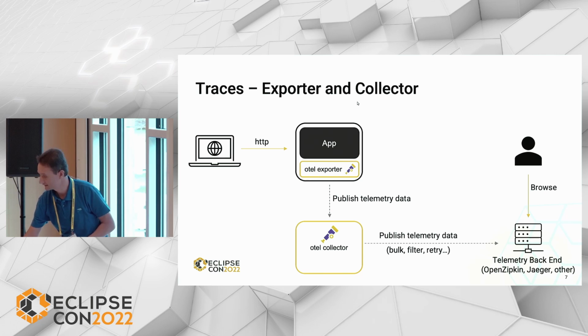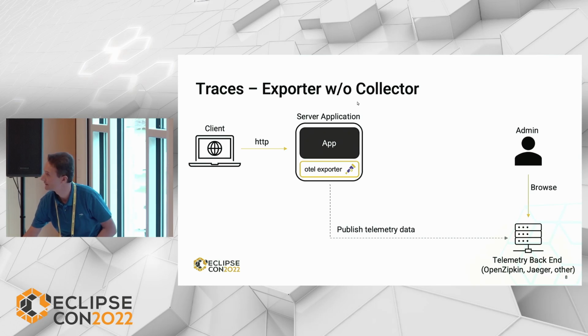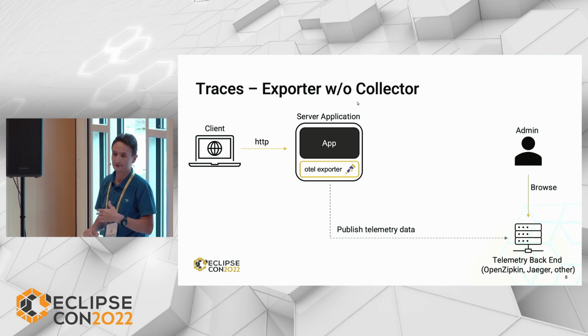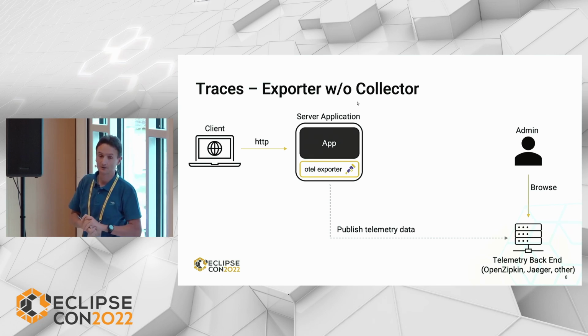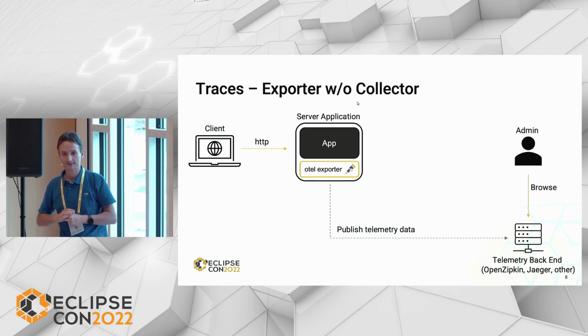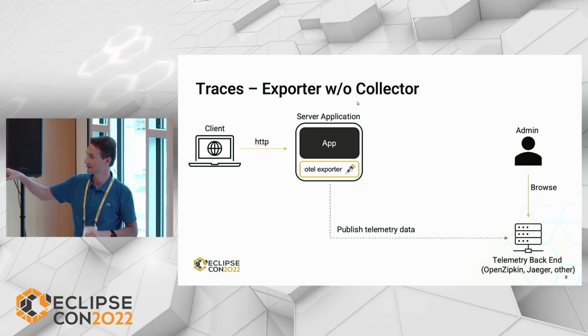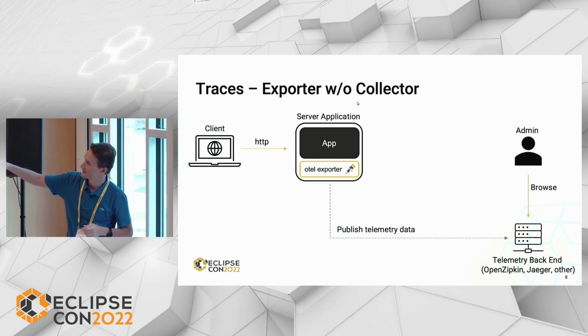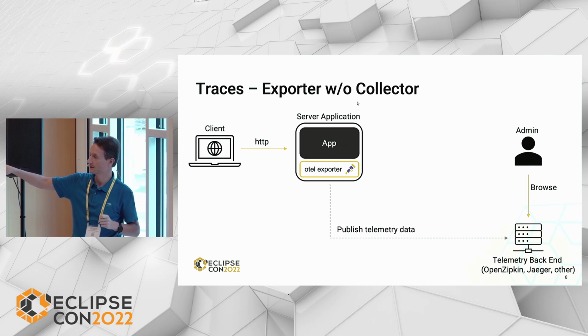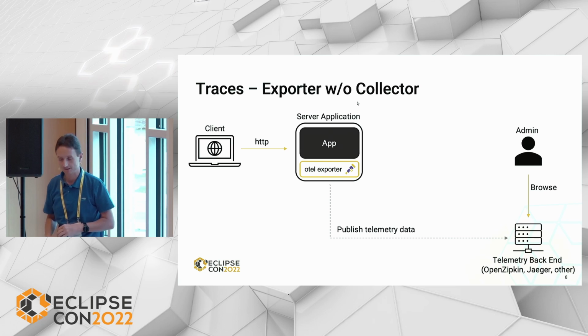But in development, sorry, too many clicks. In development, or on the developer workstation, you can skip the collector and tell the OpenTelemetry exporter to publish data directly to the telemetry backend. In the demo that my colleague will present later, we are doing exactly this. We are running Zipkin locally. Zipkin is a very simple application. It ships as an uber jar, so you just java -jar Zipkin, and Zipkin comes up. So it's very easy to connect your application to Zipkin and immediately see what's happening.